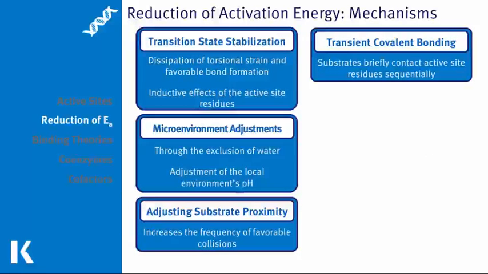Transient covalent bonding is the fourth way to reduce activation energy for the MCAT. In transient covalent bonding, the substrate binds to several residues in series inside the enzyme, as opposed to just one. There are many steps to transient covalent bonding, but the punchline is that the substrate is vulnerable to a nucleophilic attack, which binds the substrate to the site so the reaction can proceed.